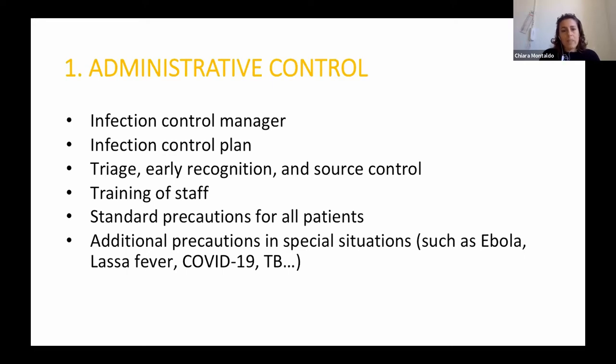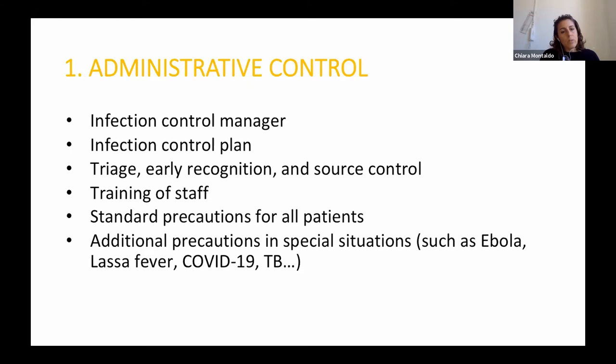And the team, the staff, should be aware of the infection control plan. It should not be something to put on the shelf, but really the staff should be trained, considering that there is often a turnover of staff. So it's needed to do refresher training about IPC to make sure that these are continuously implemented. Administrative control includes also a good triage system. We will talk a bit more in detail about triage.